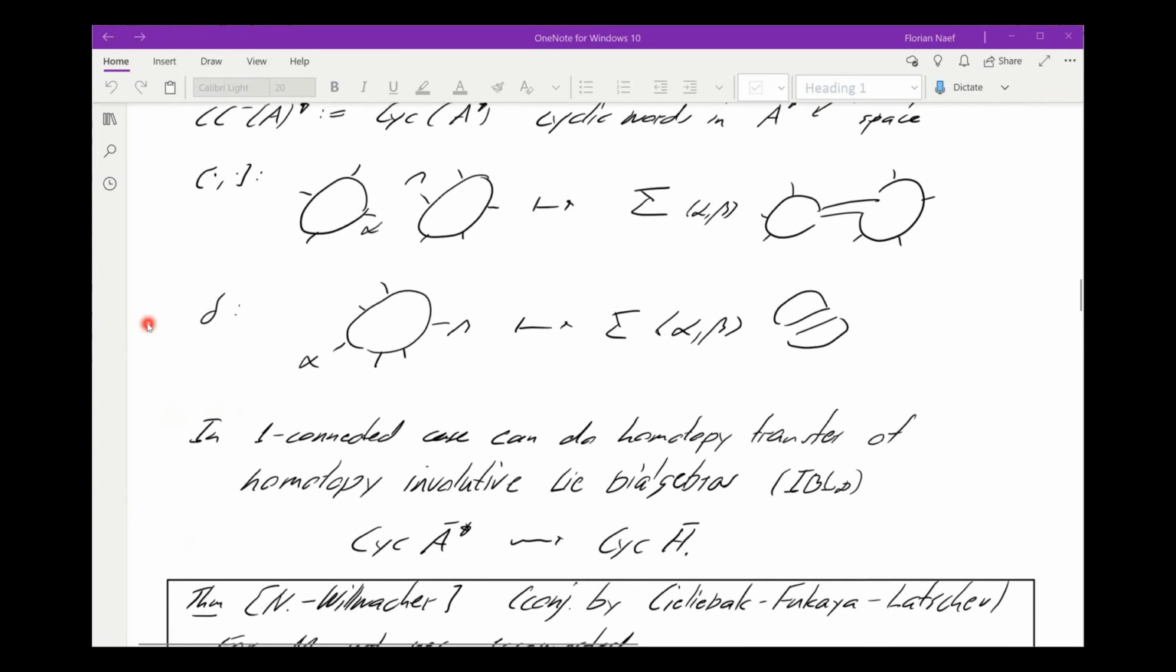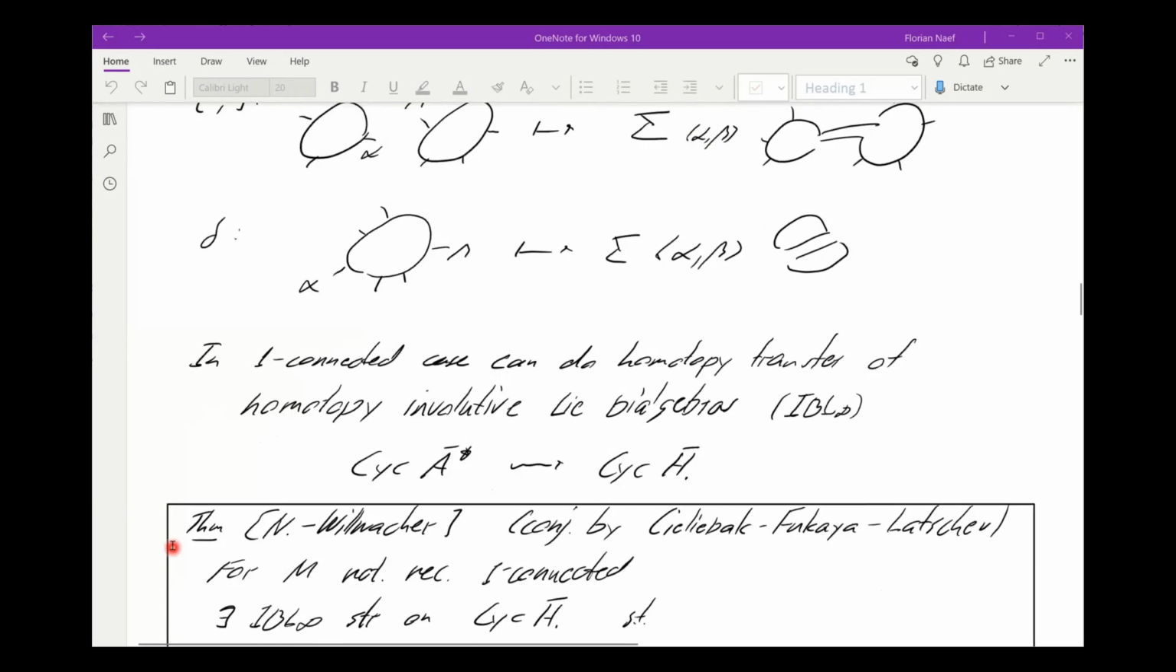Now in this simply connected case where we can use the previous theorem, we get this DT involutive Lie bialgebra structure on cyclic words. So we could try to do a homotopy transfer to cyclic words in homology. It turns out there's a theory of these involutive Lie bialgebra structures up to homotopy, developed by Cieliebak, Fukaya, and Latschev, that allows you to do that. So particularly in the simply connected case, you would get a model on the cyclic words, again for these string topology operations.